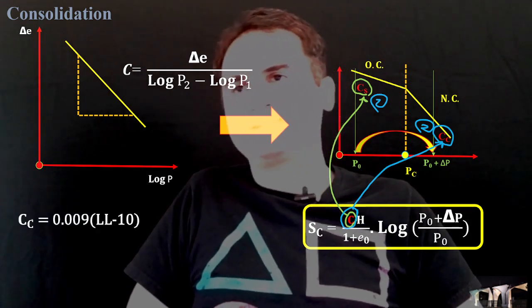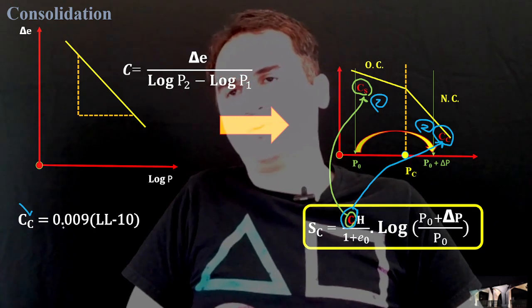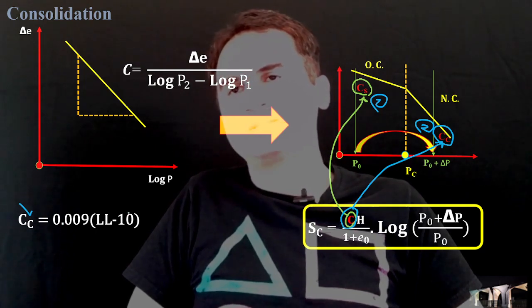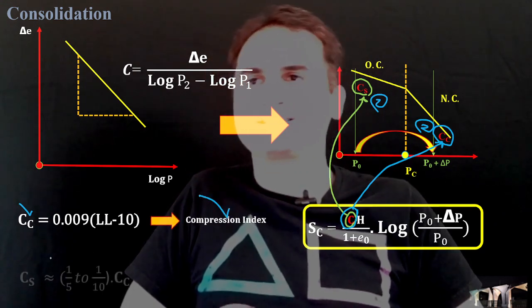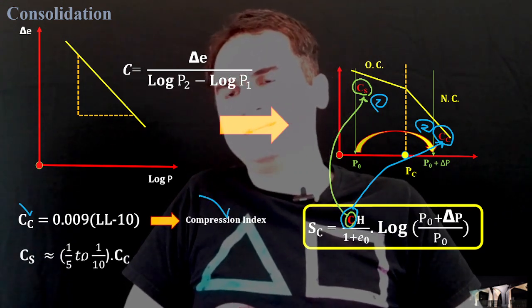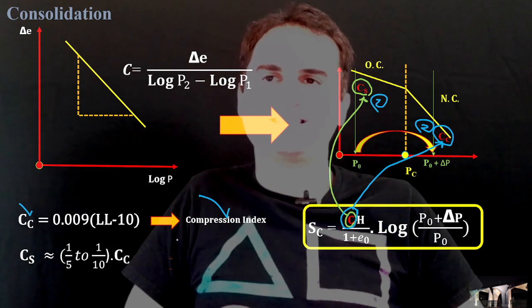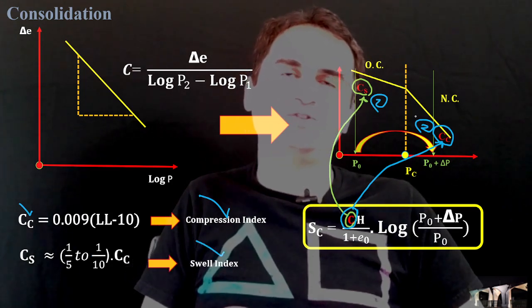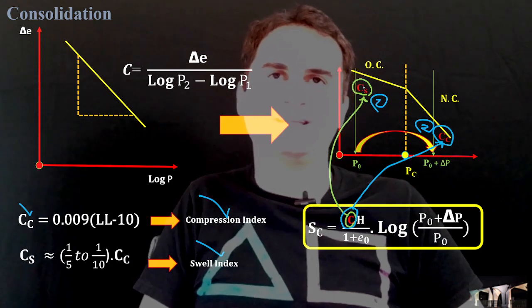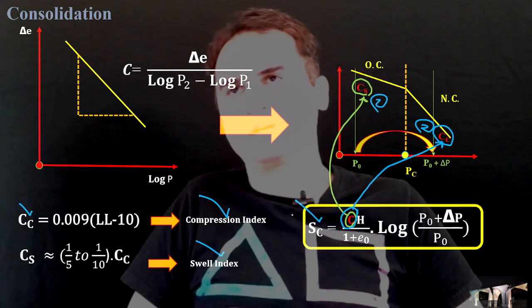At the same time, CC is a compression index, and that's equal to 0.009 times liquid limit minus 10. We call that compression index. And CS is far smaller, about 1/5 to 1/10 of CC, and we call that swell index. So based on the region you're working in, you just replace that coefficient in the consolidation settlement equation.